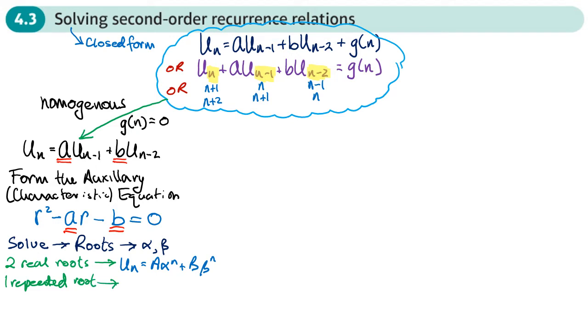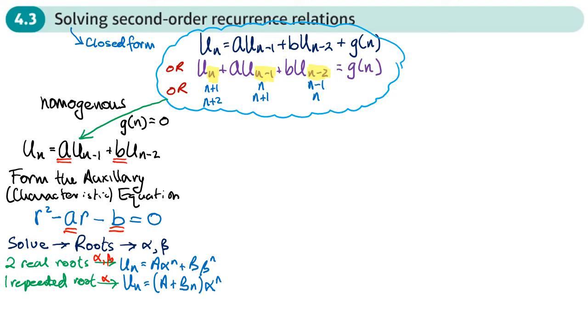Okay, so what if we've got one repeated root? So I suppose what I'm going to do here is say, right, these roots are alpha and beta. So here the one repeated root is just alpha. So that would be un equals, and then in brackets we're going to have a plus bn times alpha to the power n. So that's what the general solution would look like if we had two repeated roots.